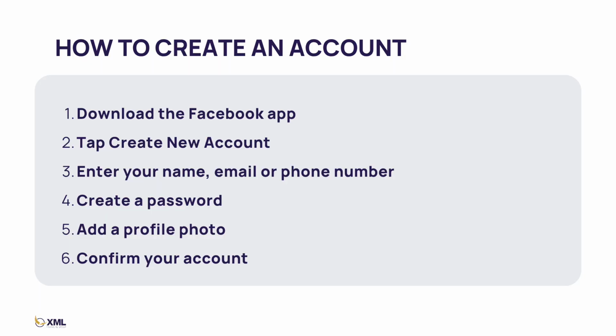The first step is downloading the Facebook app. If you have an iPhone, you'll use the App Store. If you have an Android phone, you'll use the Google Play Store. Search for Facebook and download the official app. Once the app is installed, open it and tap Create New Account. Facebook will ask for some basic information, including your name, email address, or phone number, and your date of birth.